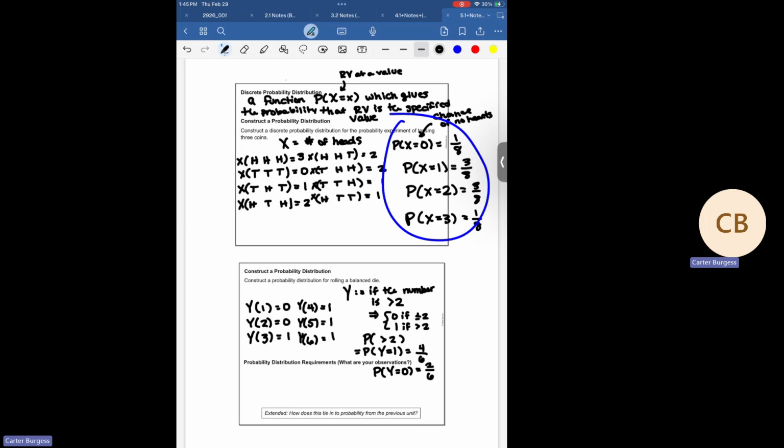Okay, if I look at every single possible outcome, right? If my random variable works for all of my outcomes, which it should, if it doesn't, then we have a problem with the way we have constructed our random variable. What should be true about the total of all of my probabilities at the end of it?